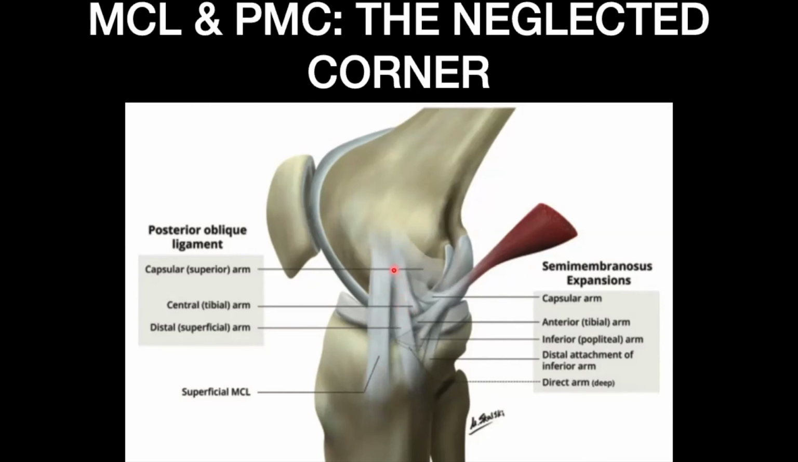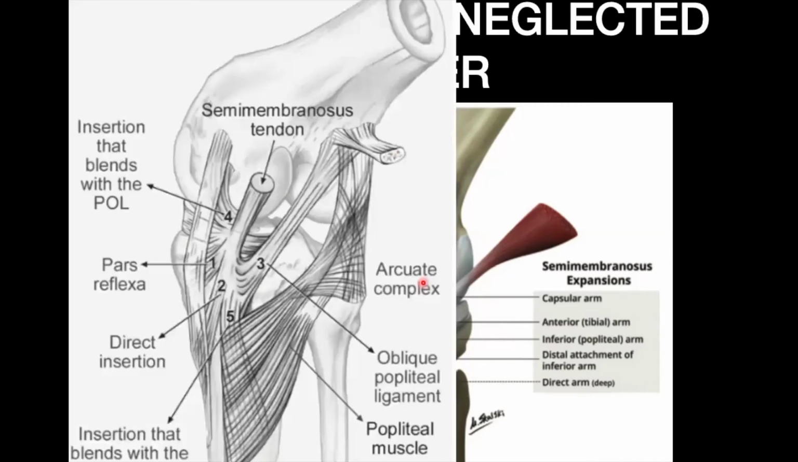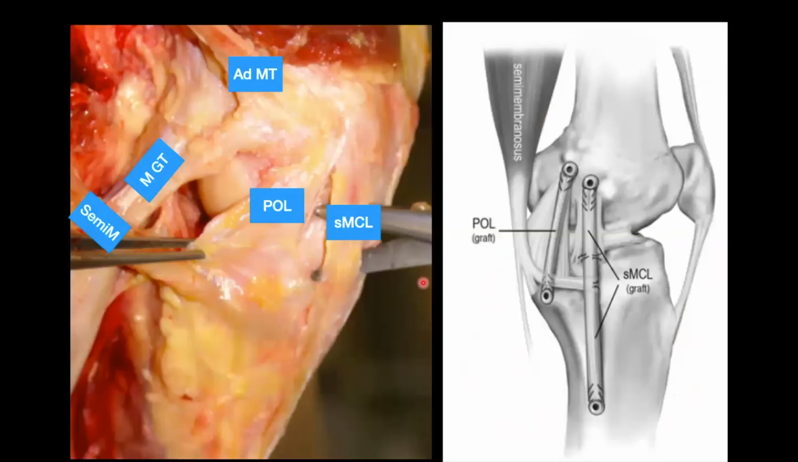Another important structure is the posterior oblique ligament, which starts just below and posterior to the femoral origin of MCL, and attaches very near to the joint line. This posteromedial corner is also known as the semimembranosus corner because most of the posteromedial structures are formed by expansion of the semimembranosus tendon attachment. So MCL and posterior oblique ligament are the most important structures on the medial side, and these are the two ligaments that we reconstruct clinically, as shown in this picture.